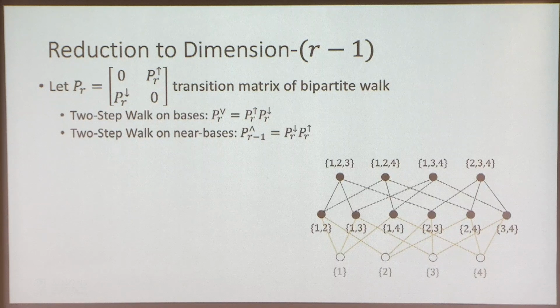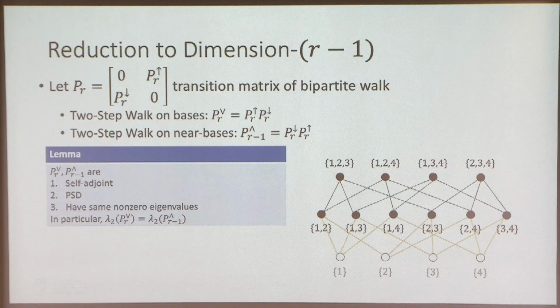But what you can also do is start at a near base, take 2 steps, go up and come back down. And so this induces a random walk on near bases as well. And these 2 random walks are very much related. If you look at their transition probability matrices, they're both self-adjoint with respect to some inner product. They both have non-negative eigenvalues. And in particular, the most important thing for us is that they have the same non-zero eigenvalues with multiplicity.